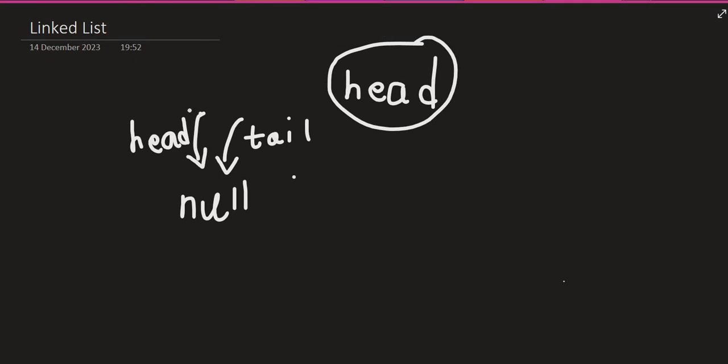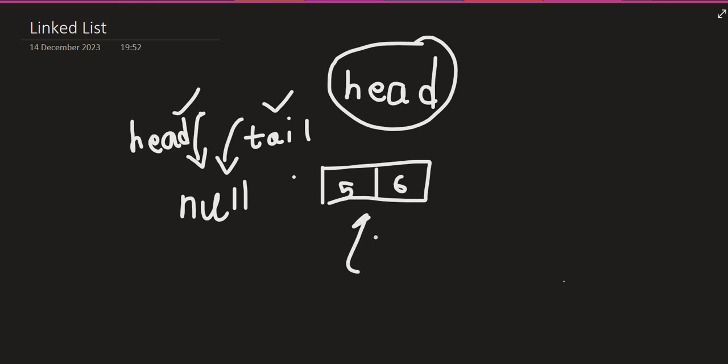First, initially head and tail are null. Okay, I don't have any problem. Head and tail are null. First I am creating a new node. Remember, initially I am creating a new node. I have created a new node with 5 and an address. This is the first element of the linked list. So I am pointing head to this.